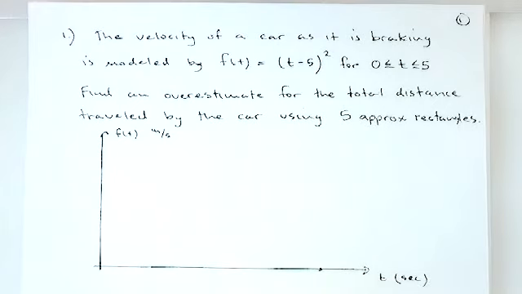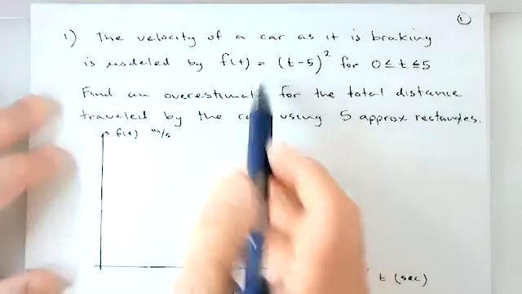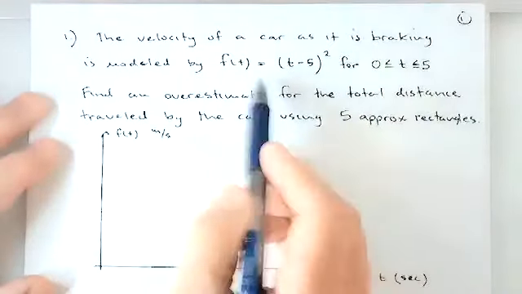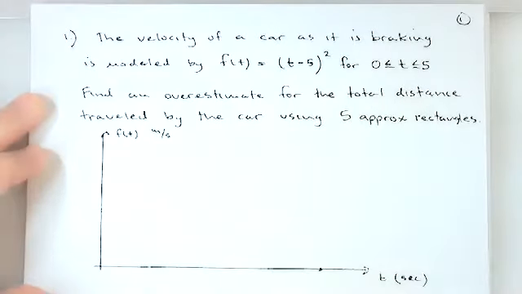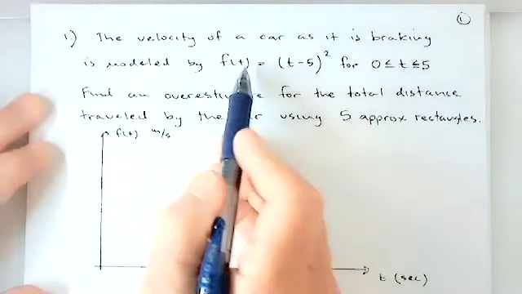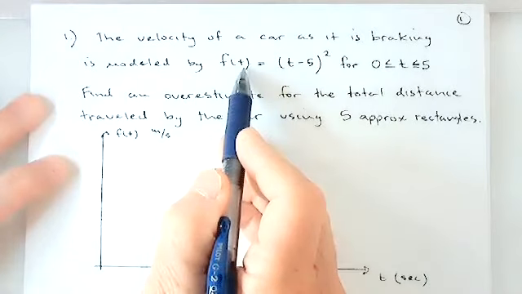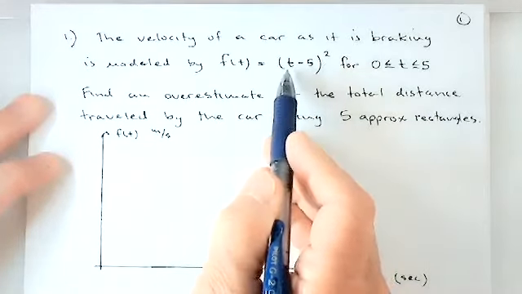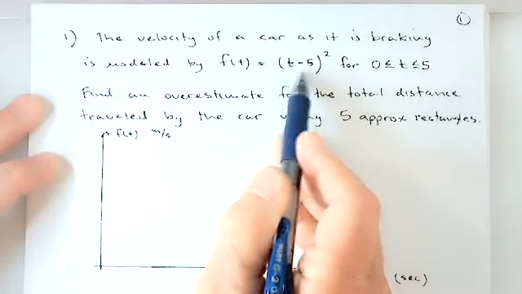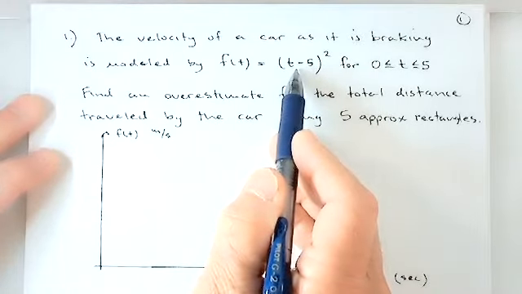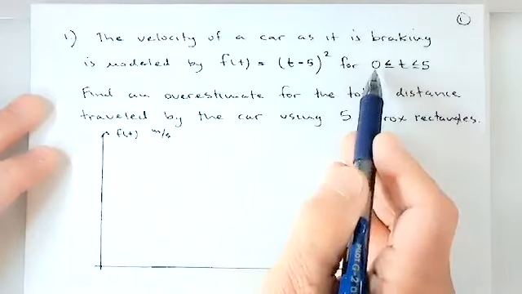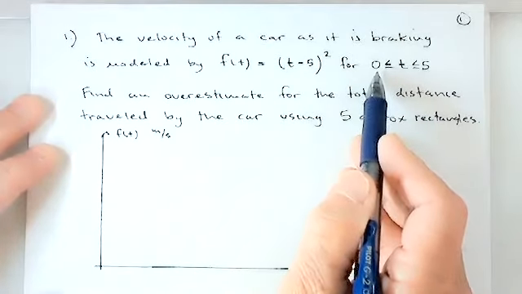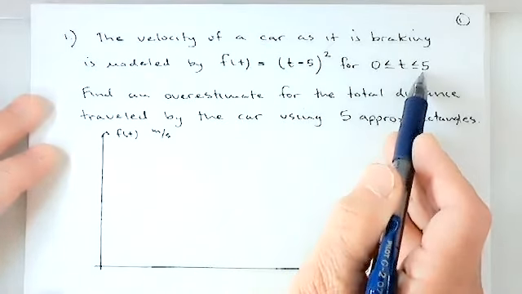But one of them is if you have an expression, in this case for the velocity of a car as it's braking, so it should be slowing down, and it's given by f of t. I'm going to use t now because time. t minus 5 squared, that is a parabola shifted over 5 units. The bottom of the parabola is at 5. And we're only studying the velocity of the car between 0 and 5 seconds.